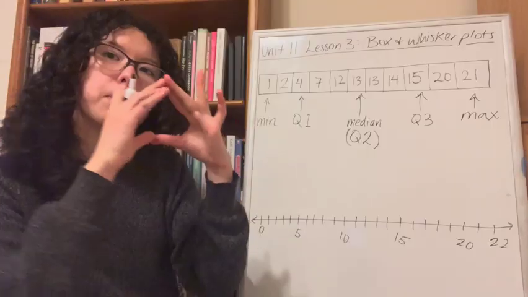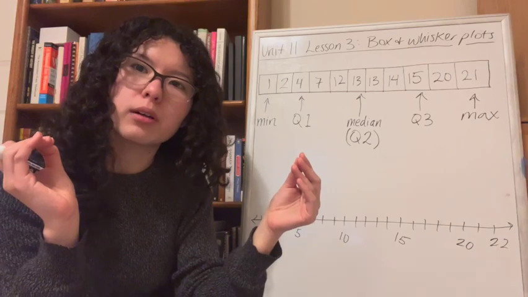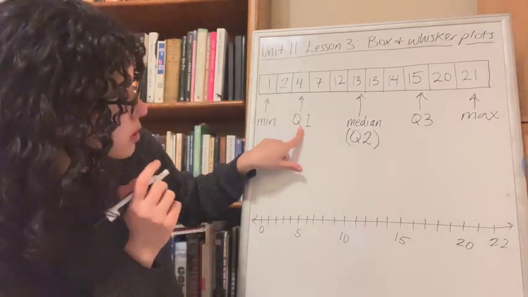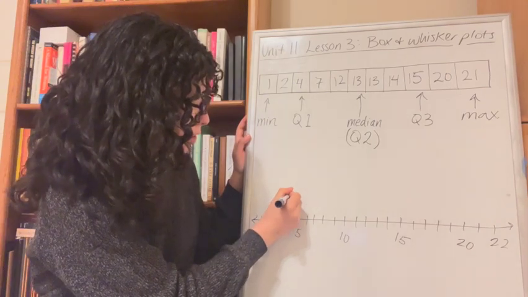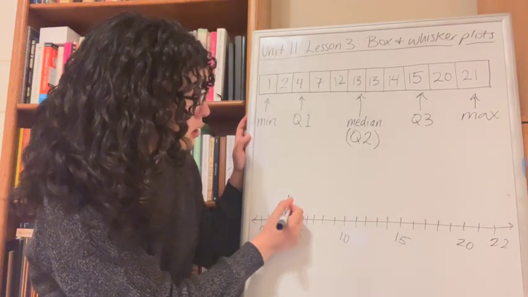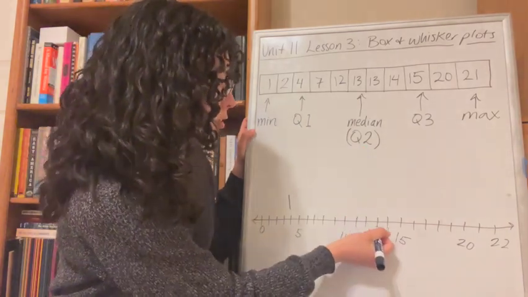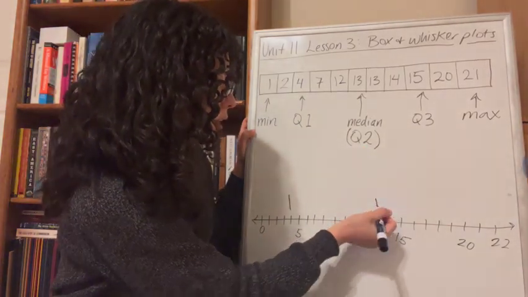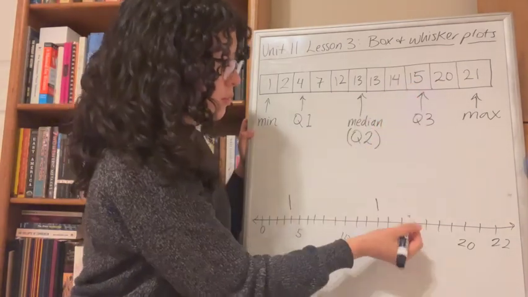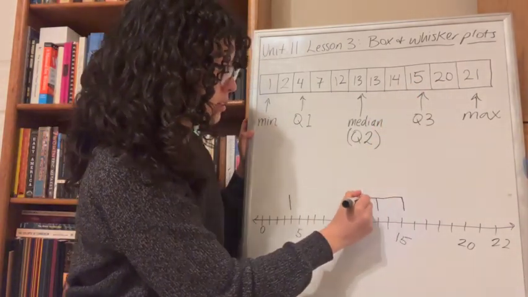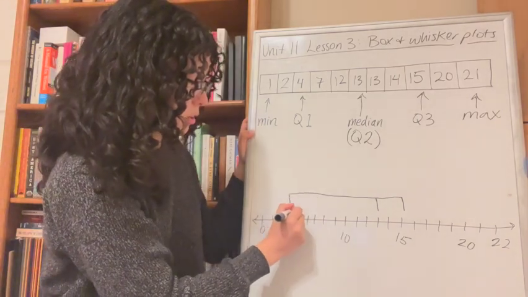So let's create the box part of our box and whisker plot. We're going to start at quartile 1, which is this number 4, and give ourselves the end of our box. Go to quartile 2, which is at 13, give ourselves the middle of our box, and then go to quartile 3, which is at 15, and give ourselves the other end of our box. We're going to connect these into a rectangular box shape.